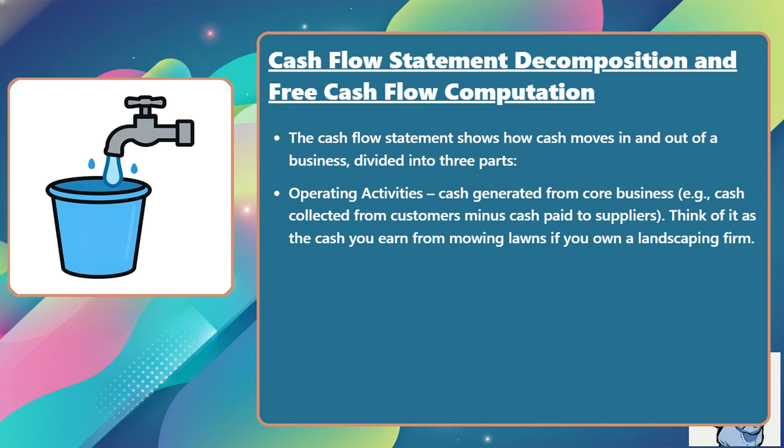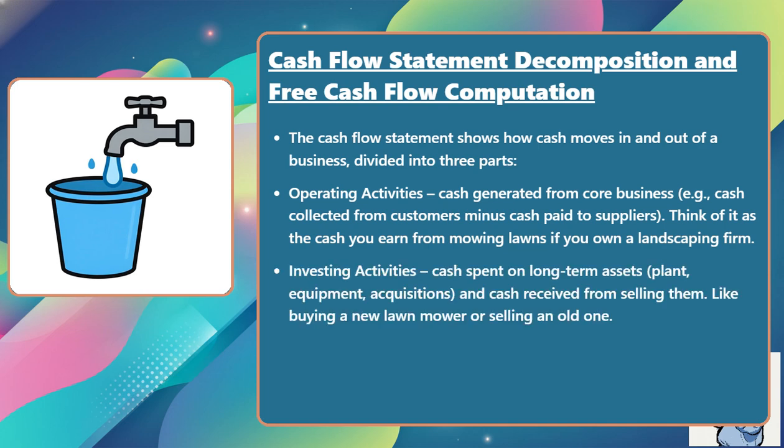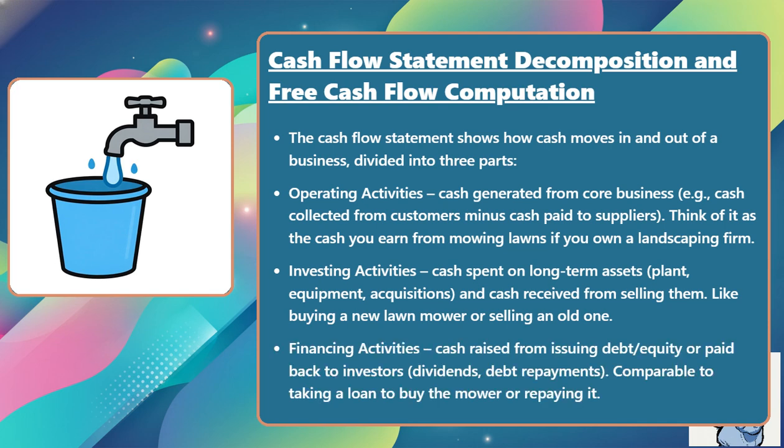Think of it as the cash you earn from mowing lawns if you own a landscaping firm. Investing activities: cash spent on long-term assets such as plant, equipment, acquisitions, and cash received from selling them, like buying a new lawn mower or selling an old one. Financing activities: cash raised from issuing debt or equity or paid back to investors, such as dividends or debt repayments, comparable to taking a loan to buy the mower or repaying it.